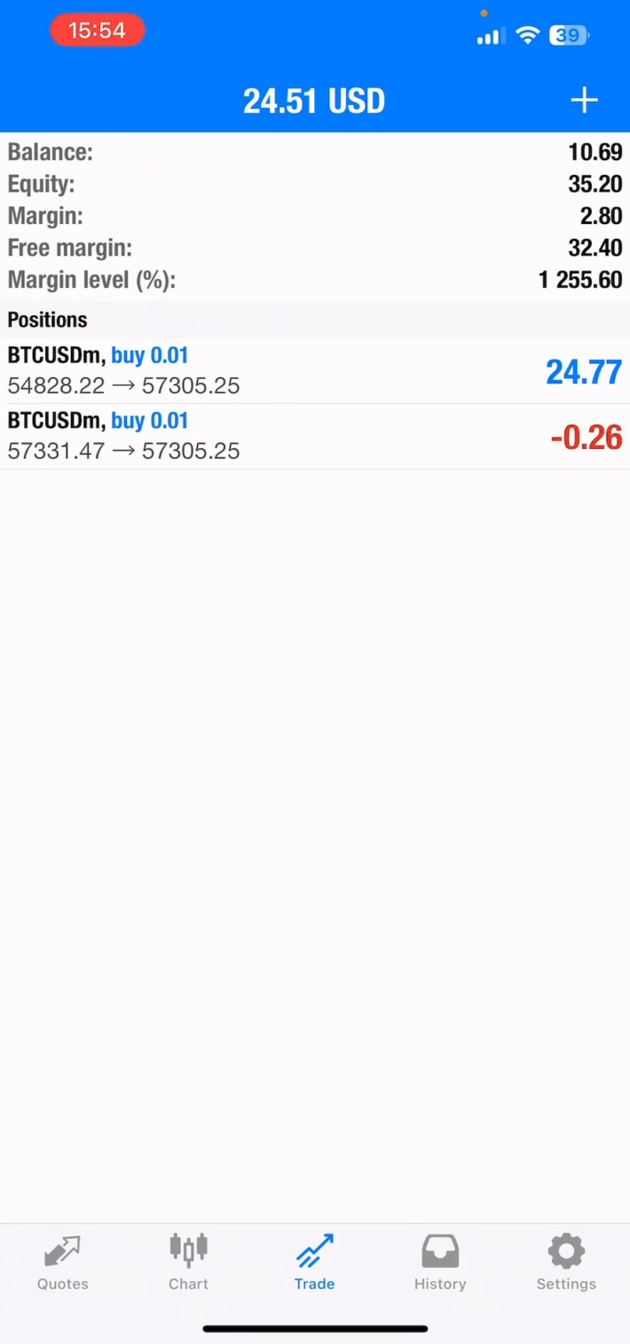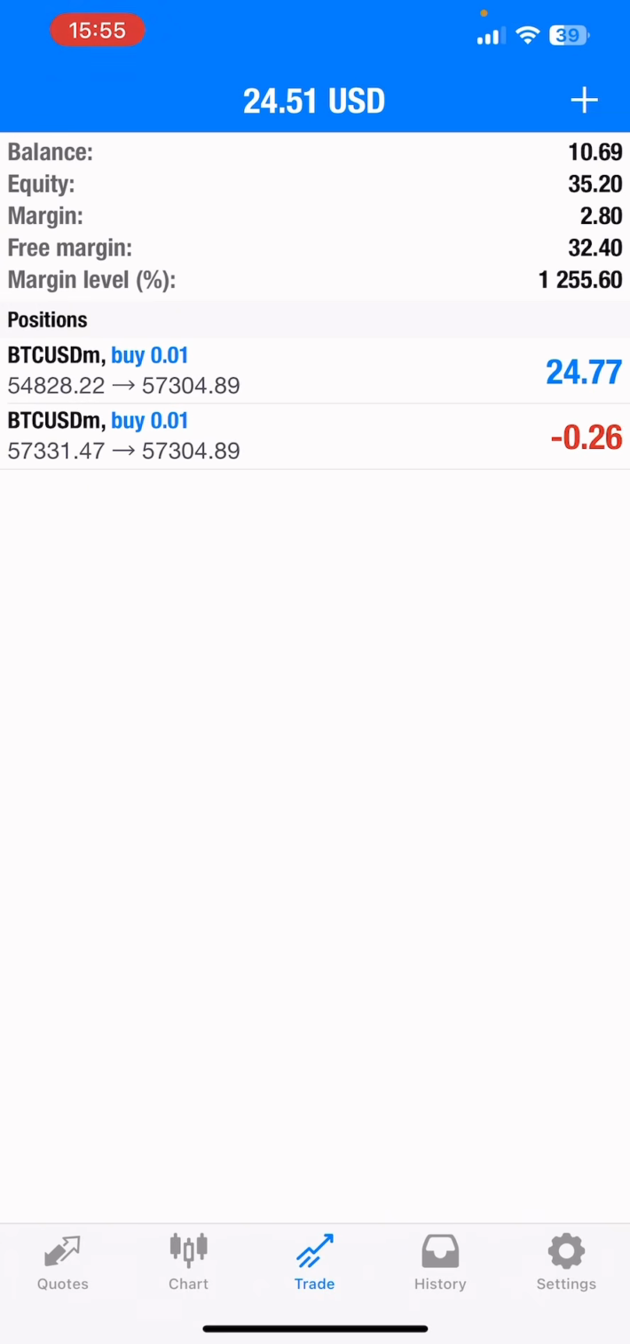So now, why did I add a position here? Because I have sufficient free margin. Free margin is the amount of money that you have to open other positions. So you see my margin level is over 1,247.88, which means I am safe.